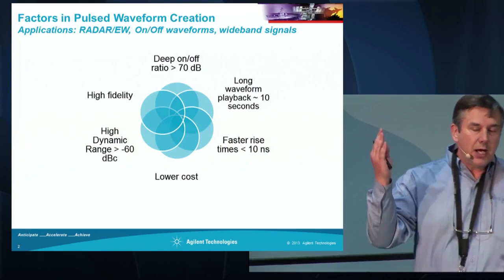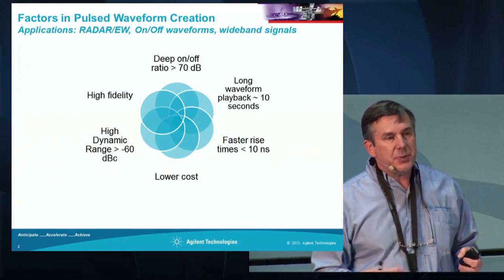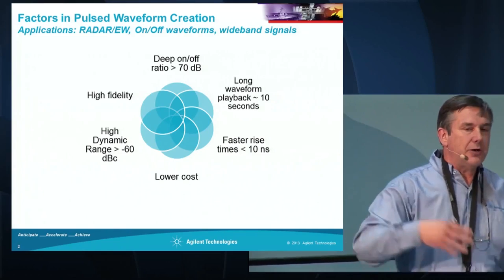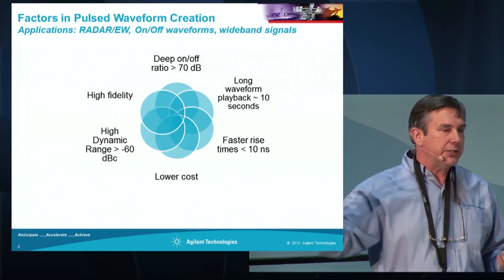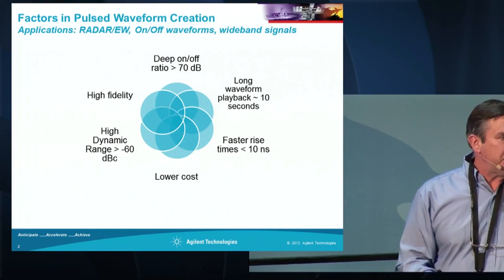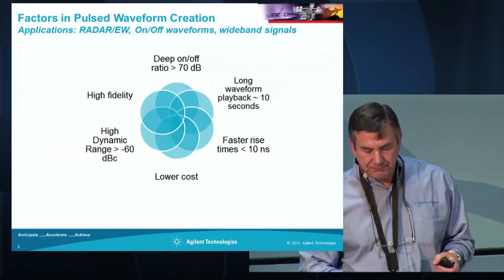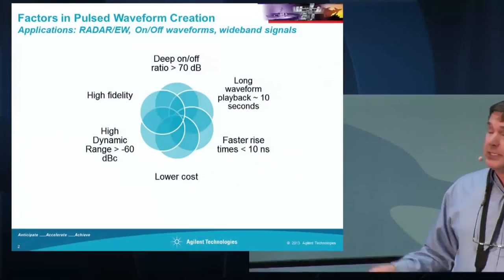Of course, we want a big dynamic range because that pulse has to go out, reflect off some small target, come back, and of course it's being attenuated by the fourth order as it comes back to the receiver. So a lot of on-off ratio and dynamic range are going to be critical. The pulse needs to have high fidelity.